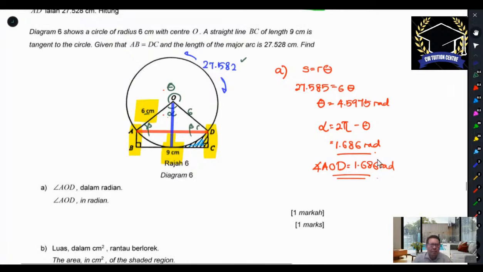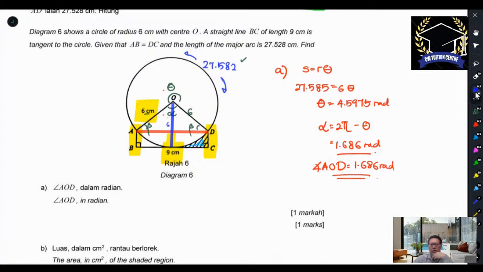So what is the mark? It's 4 marks, 12 steps. Okay, think about this one. How are we going to split it? There are many ways, not only one way. Okay, let's think about this one together. This is 6, and this is 6. And I want to find the luas rantau berlorek.